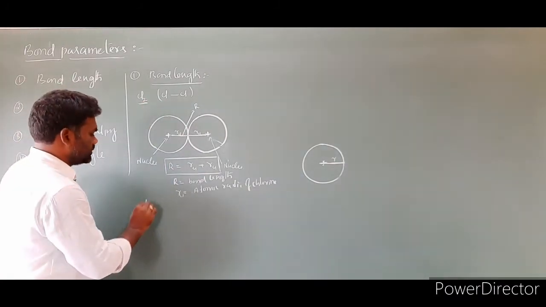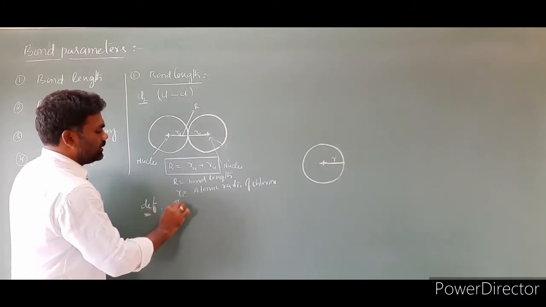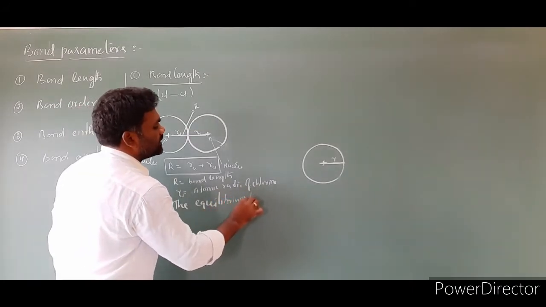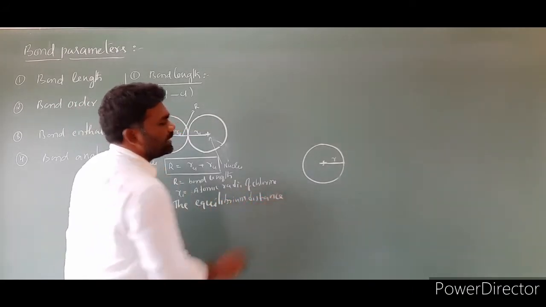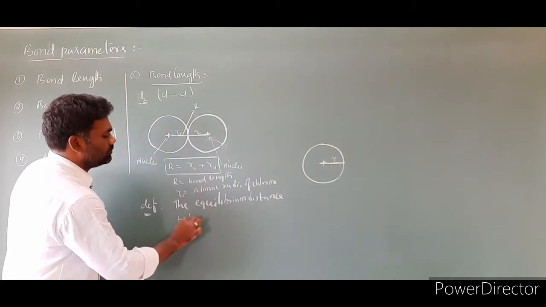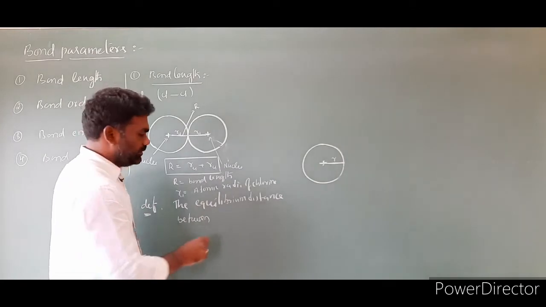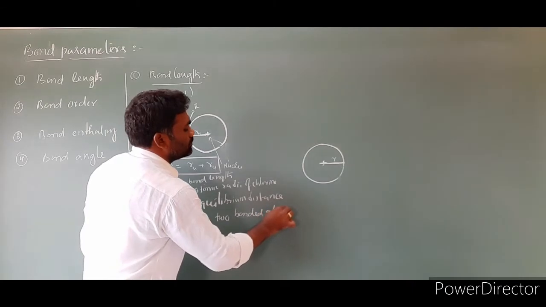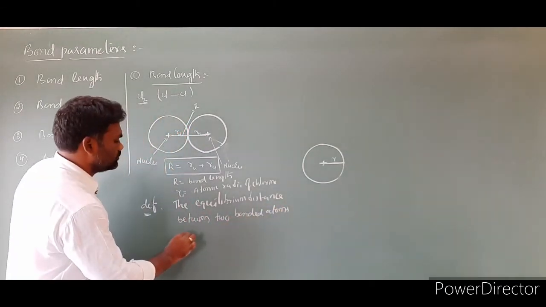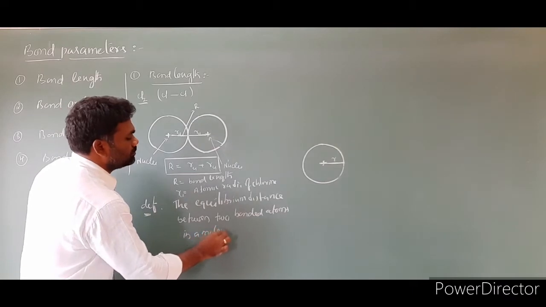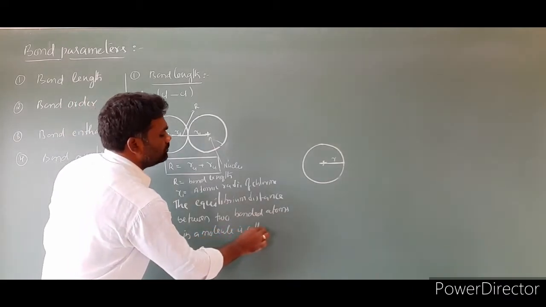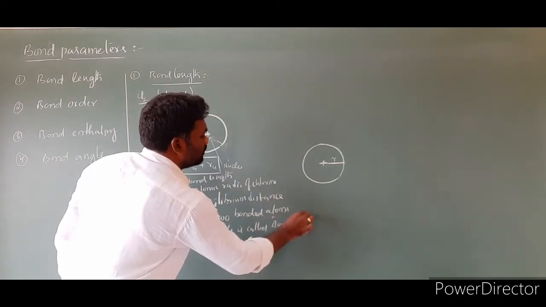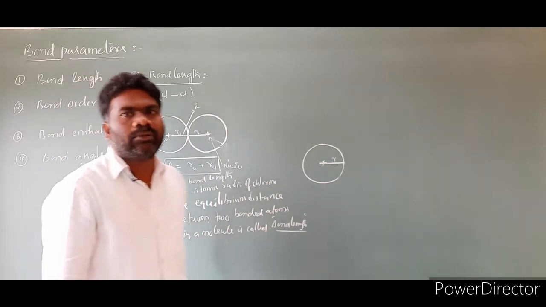Let us write the definition. Definition of bond length: the equilibrium distance between two bonded atoms in a molecule is called bond length. So this is the definition of bond length.